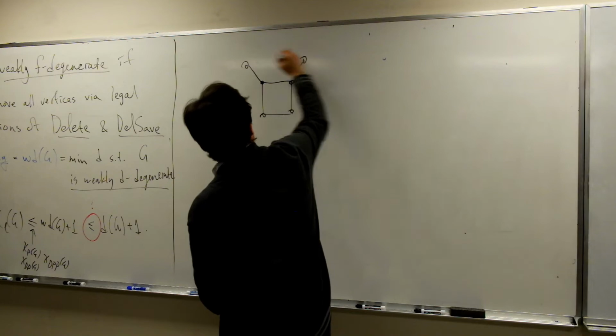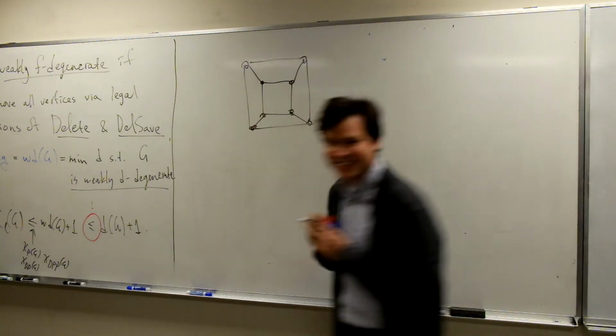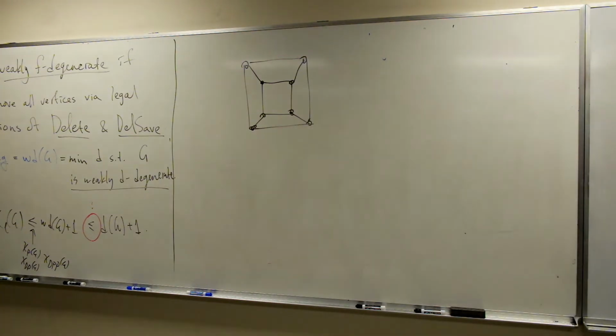I guess I know only one example that I can draw. Okay, here's a three regular graph. And as we discussed, because it's three regular, its degeneracy is 3. But I claim that its weak degeneracy is only 2. Right, so let's see.